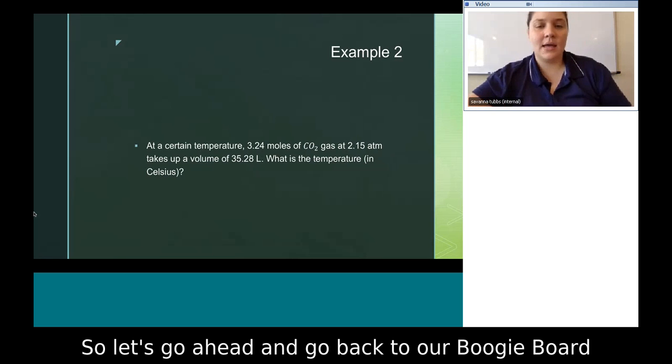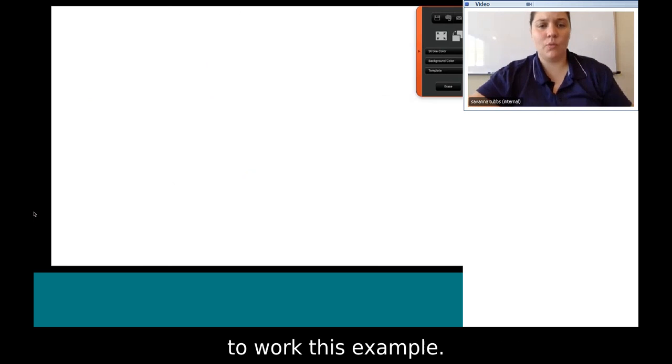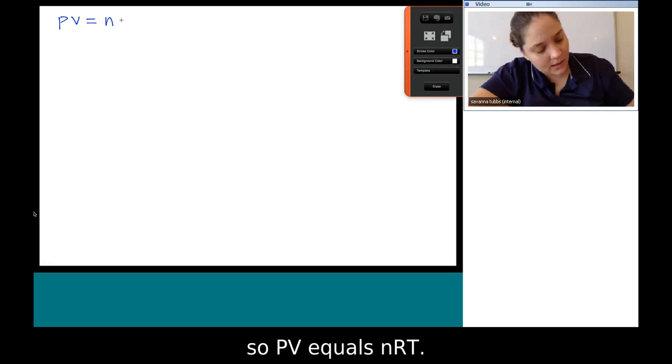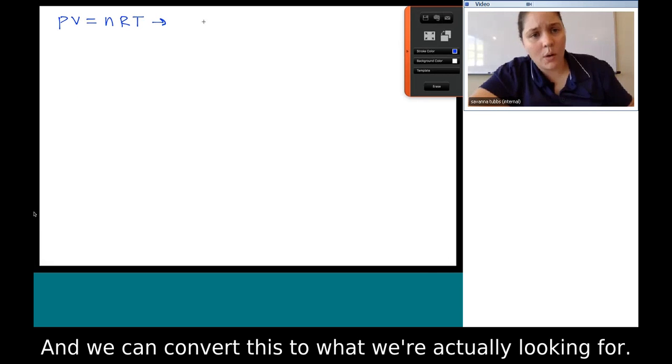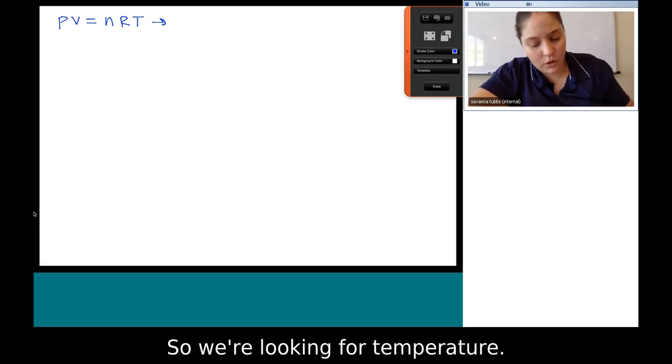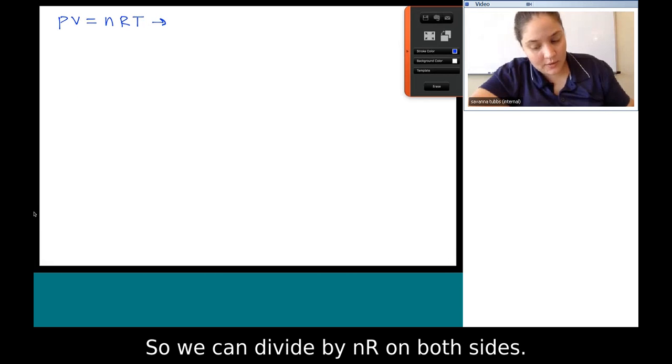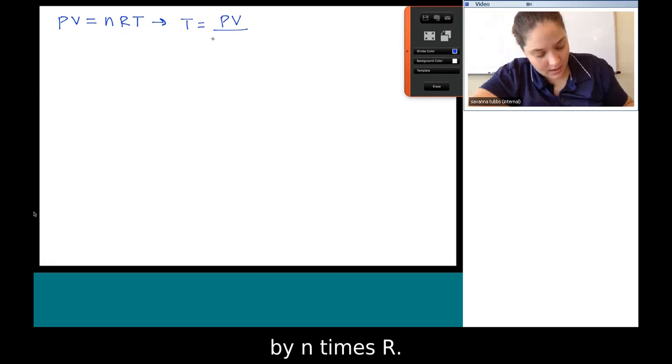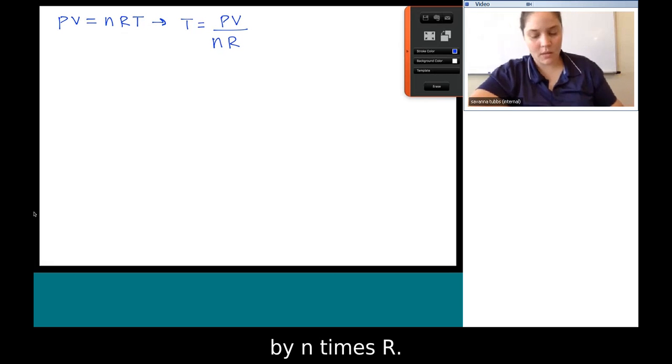So let's go ahead and go back to our boogie board to work this example. So we take our standard ideal gas law equation, PV equals nRT. And we can convert this to what we're actually looking for. So we're looking for temperature. So we can divide by nR on both sides. So we get temperature equals pressure times volume divided by N times R.